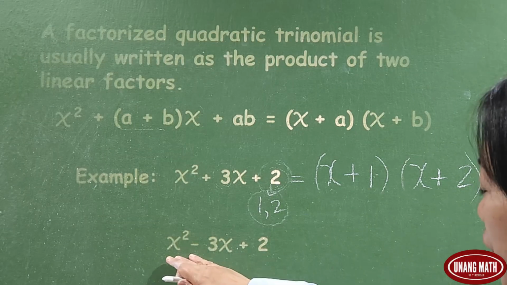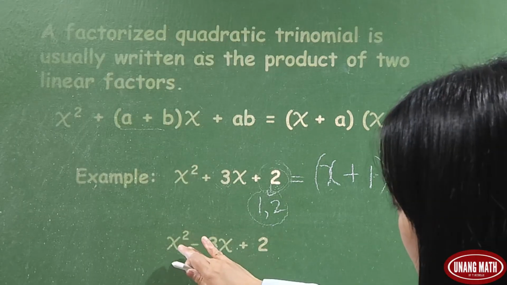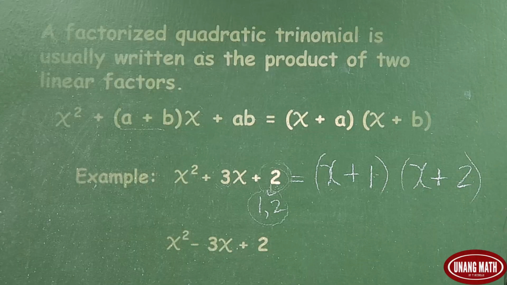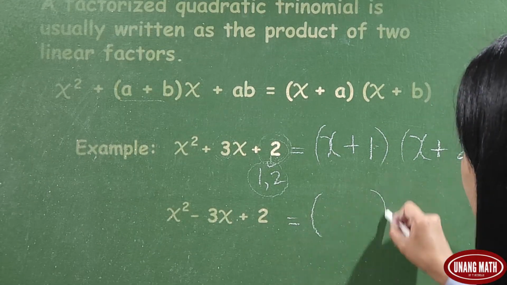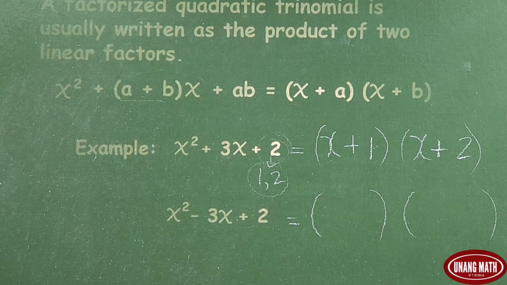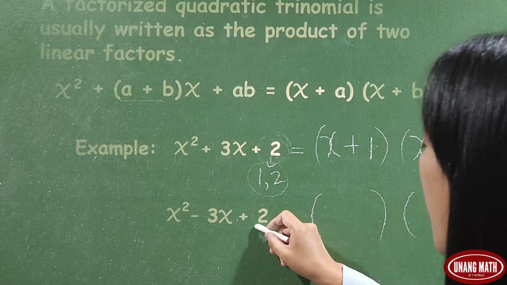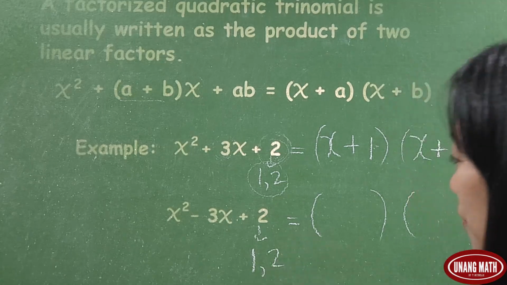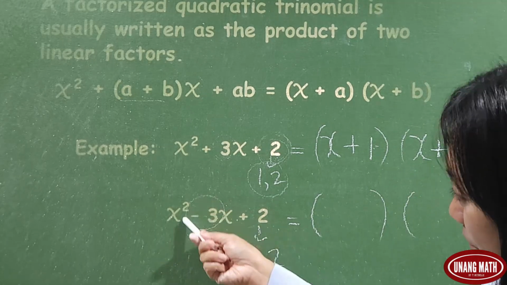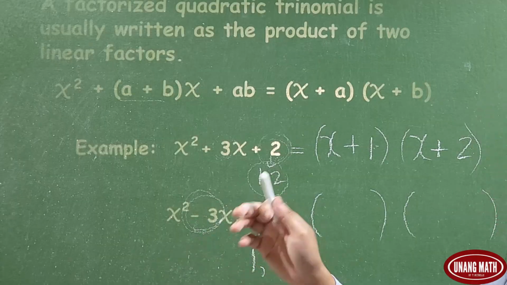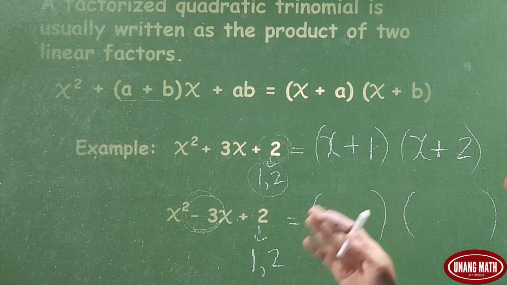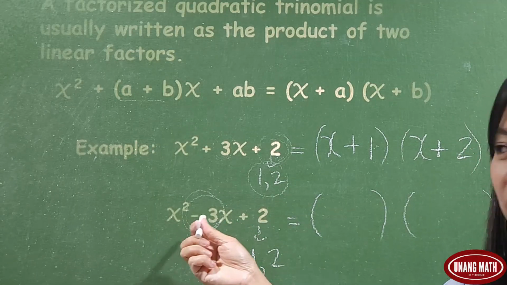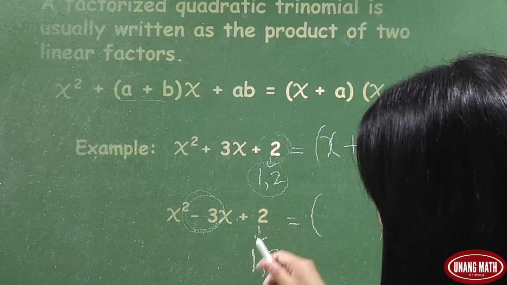Okay, what about another example here? This time, this is minus. So x squared minus 3x plus 2. Again, the factors would be in this form. So what are the factors of 2? We have 1 and 2. But here, this middle number is negative 3. So what are the two numbers that, when we add, the answer is negative 3, using these factors of 2?